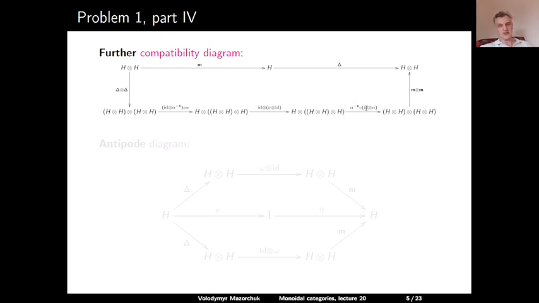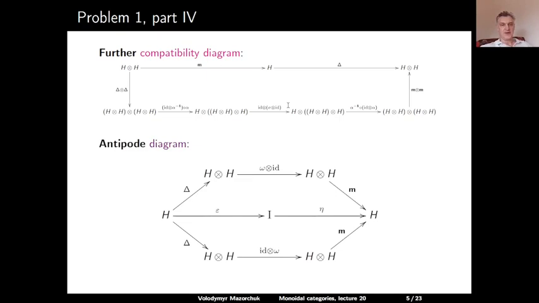And then we again rearrange the brackets so that we can multiply the first two components and the second two components to go to H tensor H. So this is the fourth compatibility diagram. And finally, we also have the antipode diagram, where we start from H. We use the counit and then unit to go back to H. And alternatively, we co-multiply to H tensor H, apply the antipode on one of the components, and then multiply. So we can choose the first component or the second component, and this gives us this diagram with three different paths from H to H. These three paths should coincide.